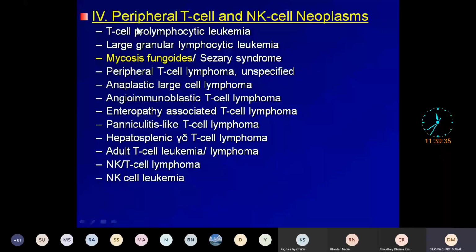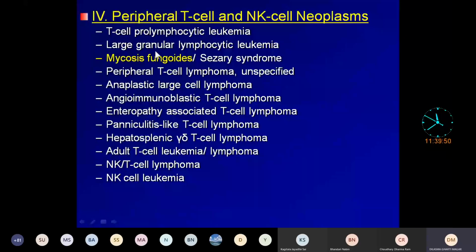So here the mature T cells or the NK cells will be there, and some T cells will be like pro-lymphocytic leukemia, and some cells will be large granular. So it will show granules in the cytoplasm. So it is a large granular lymphocytic leukemia.